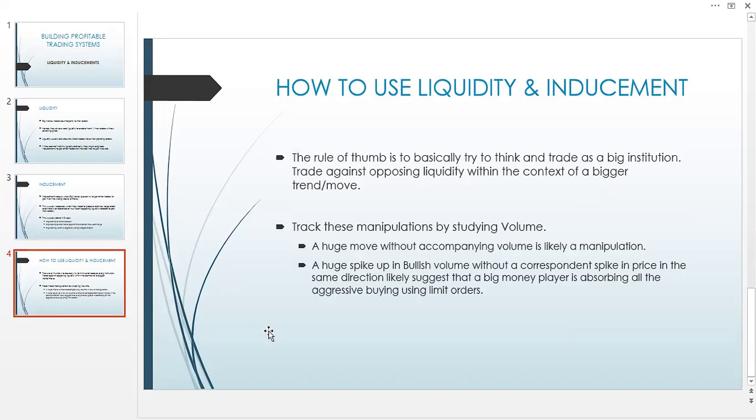So, the rule of thumb is basically to try to think and trade as a big institution, right? One of the ways that I use is basically to try to trade against opposing liquidity within the context of a bigger trend and move. And I'm going to illustrate this. This is exactly what I'm going to be illustrating in our examples.